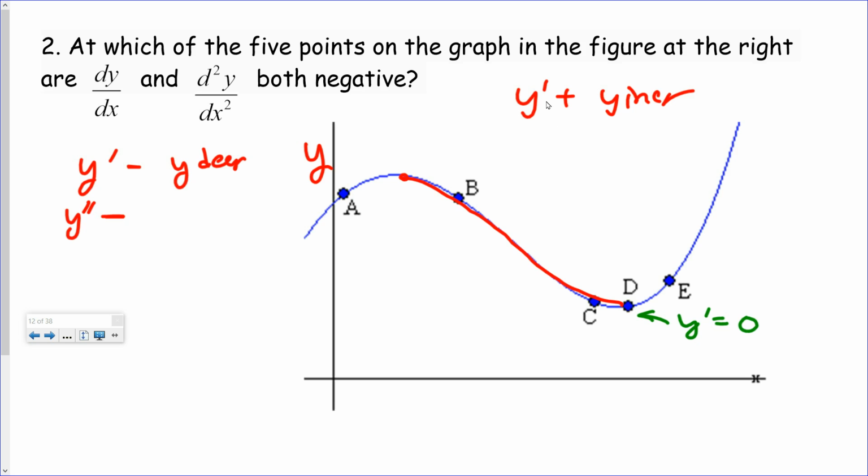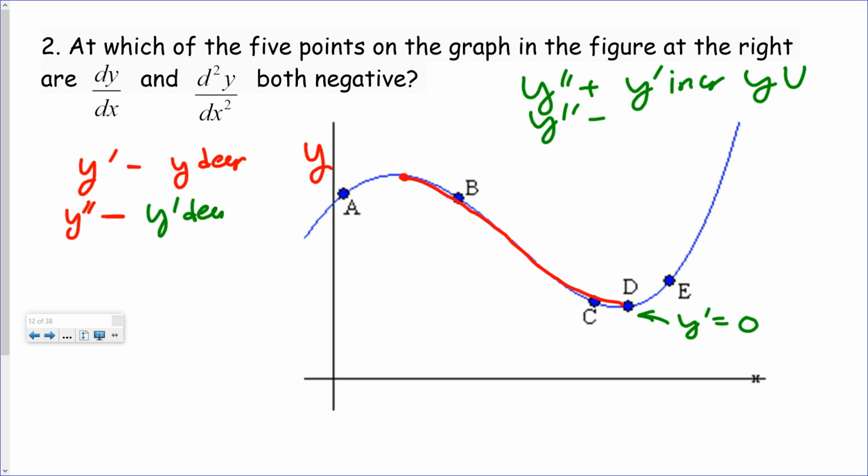The second derivative test says when y double prime is positive, y prime is increasing, and y is concave up. When y double prime is negative, y prime is decreasing, and y is concave down. Remember, they're exactly the same. This is a picture of y. Which one, B or C, is y concave down? B. So do you see that the answer is B?